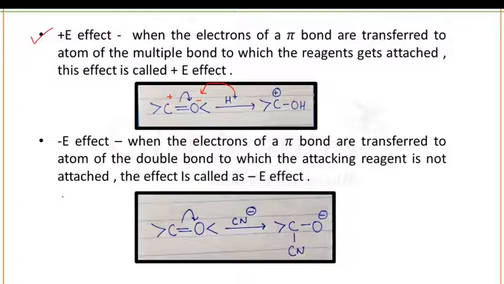And in case of minus E effect, the attacking reagent will be a carbanion. Now as you can see here, when a pair of electrons is shared towards the oxygen, oxygen will get a negative charge while carbon will get a positive charge. In this situation, the attacking reagent is the cyanide ion, CN minus ion. So this negative ion is attracted by the positive charge, and the CN minus ion will be attached to carbon. That's why a species like this is formed.